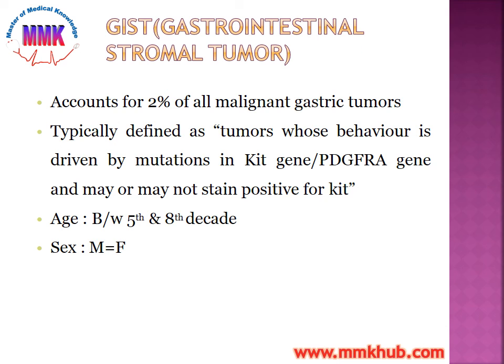GIST accounts for 2% of all malignant gastric tumors, typically defined as tumors whose behavior is driven by mutations in the KIT gene or PDGFRA gene, and may or may not stain positive for KIT. The age of incidence is between the 5th and 8th decade of life, and the male to female ratio is equal.